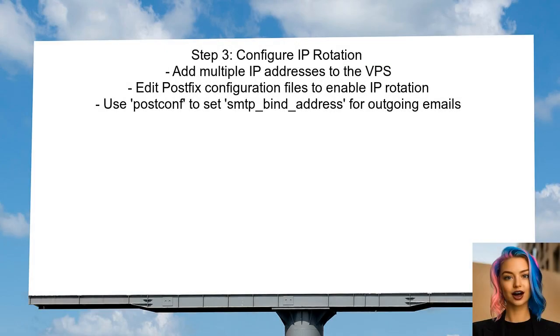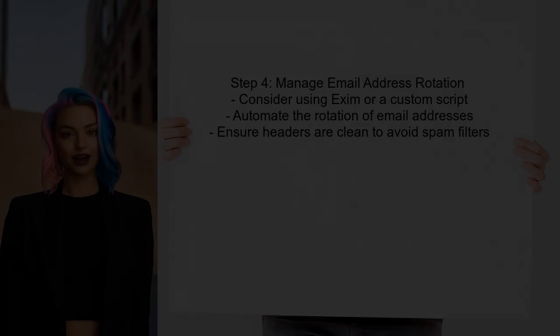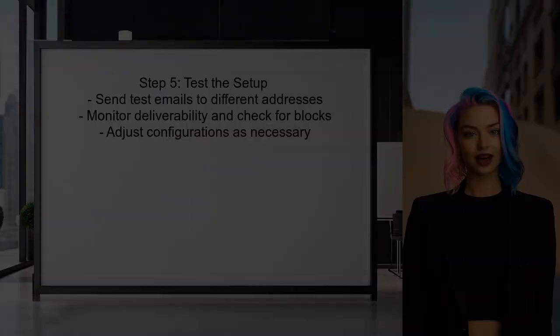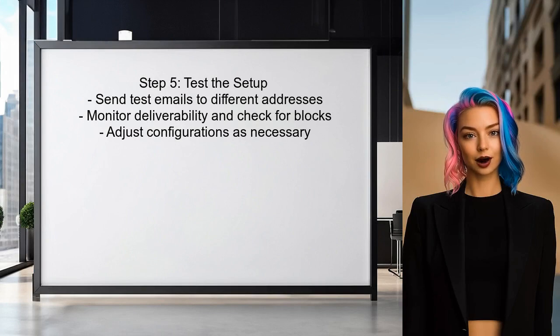After installing postfix, the user should configure it to allow for IP address rotation. This involves setting up multiple IP addresses on the VPS and configuring postfix to use them. The user should also consider using a tool like Exim or Postfix with a custom script to manage the rotation of email addresses. This will help in avoiding blocks. Finally, the user must test the setup thoroughly. They should send test emails to various addresses to ensure deliverability and check for any blocks.